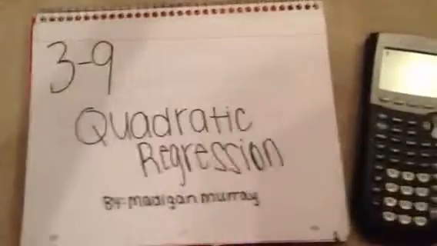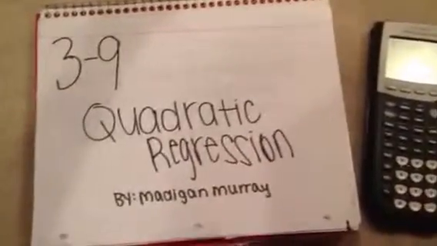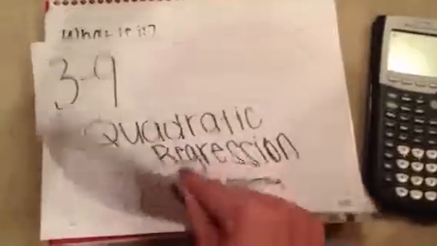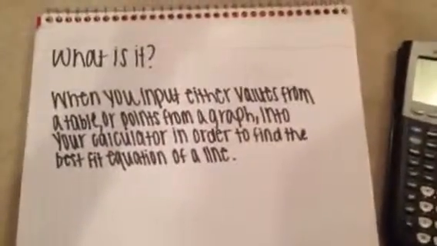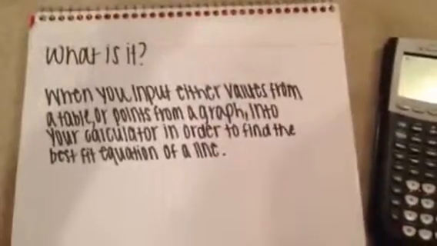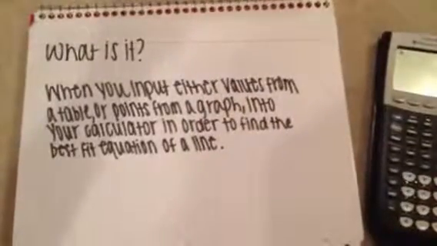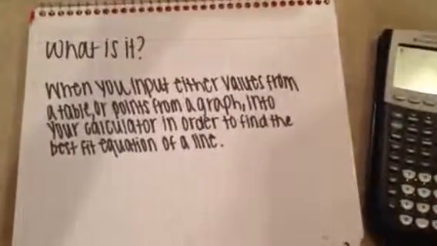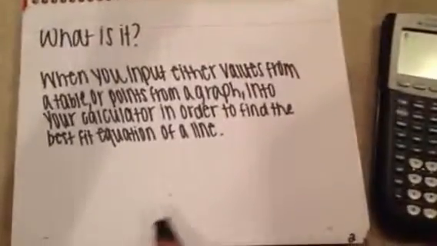This is lesson 3-9 over quadratic regression. Quadratic regression is when you input values either from a table given to you or points on a graph in your calculator in order to find the best fit equation of the line.